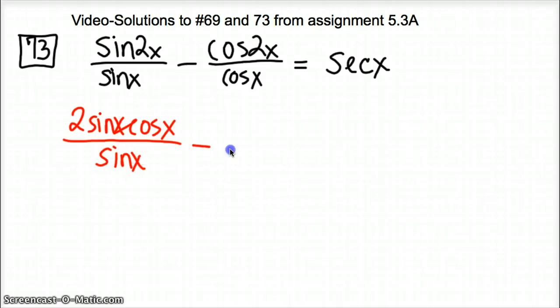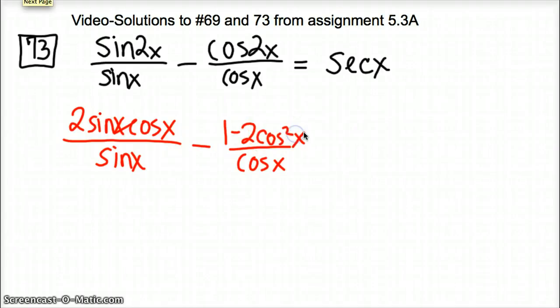The next one I'm going to do the same thing. I have to think about which formula to use. I think I'm going to just pick one that has the 1 in it. Oh, sorry, the one with cosine. So it's 2 cosine squared of x minus 1.